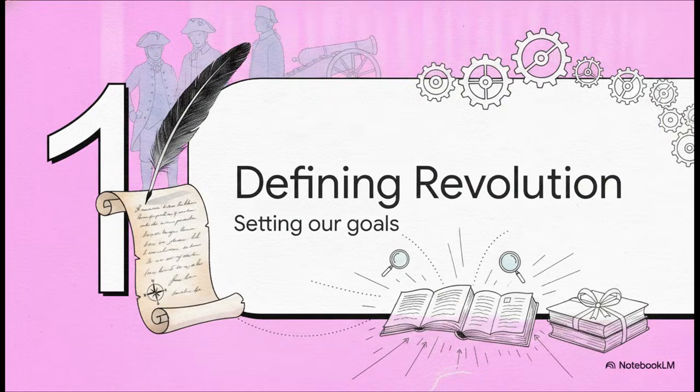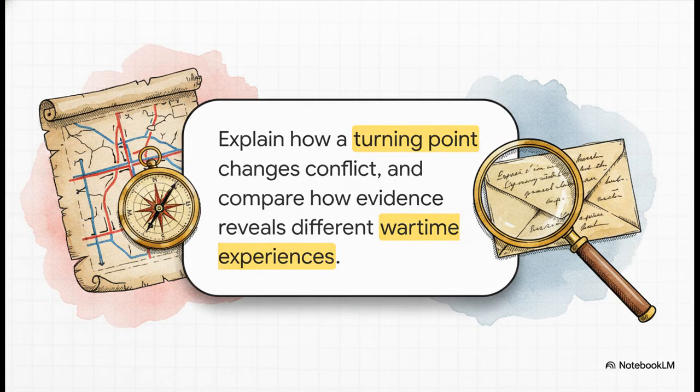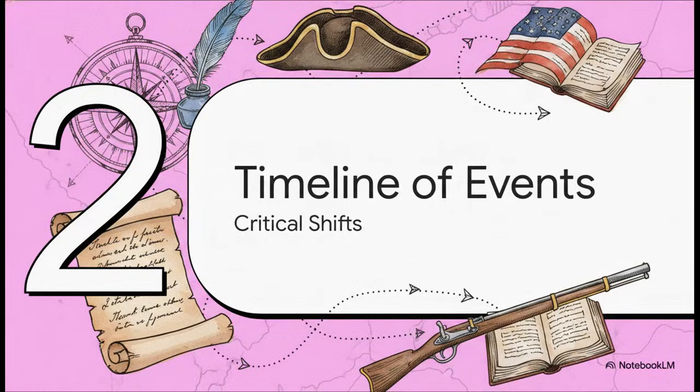Section 1. Defining the revolution. We've got 2 clear learning targets for this explainer. First, we're going to explain how a turning point can actually change a conflict. Second, we'll compare how evidence reveals completely different wartime experiences. We'll be relying on primary source frameworks from the National Archives and the C3 framework to make sure we're getting this exactly right.